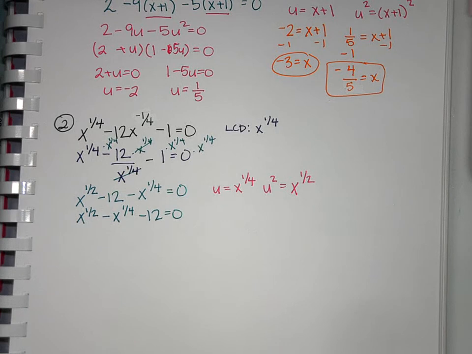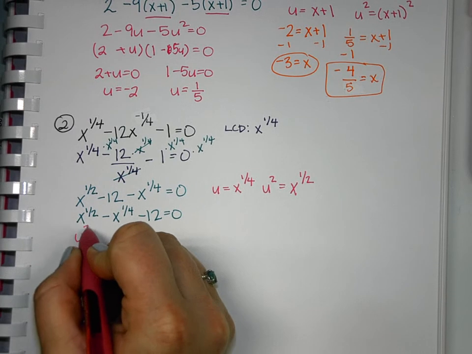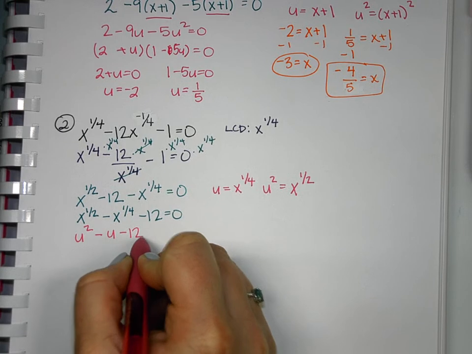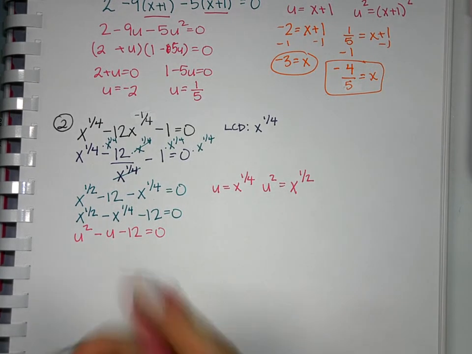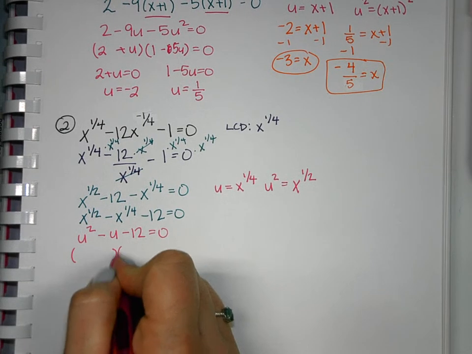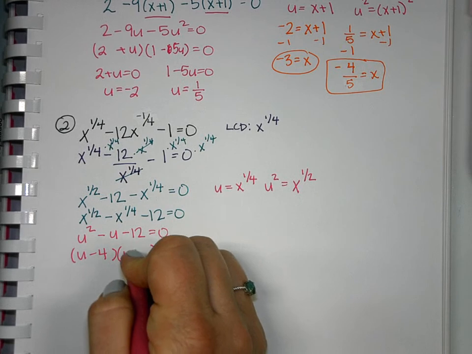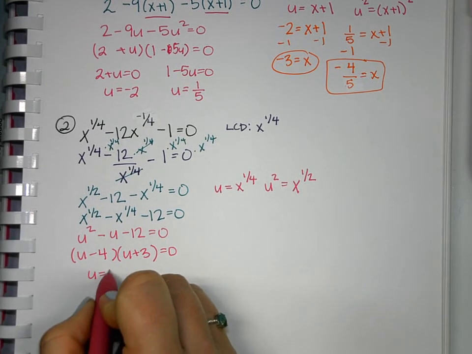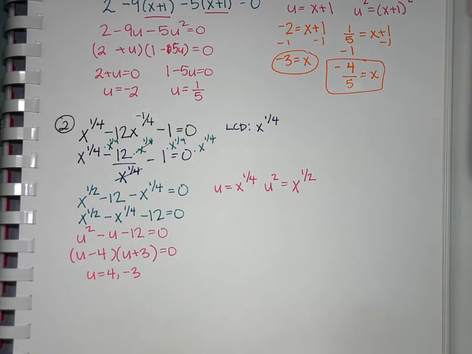So for x to the 1/2, I'm going to put a u squared, and then here I'll put minus u and then minus 12. So I have something that's a little bit nicer to factor. So I can do my double bubble, u minus 4, u plus 3, and we'll get u is equal to 4 and -3 when we set each of those equal to 0 and solve. So again, those are u's.